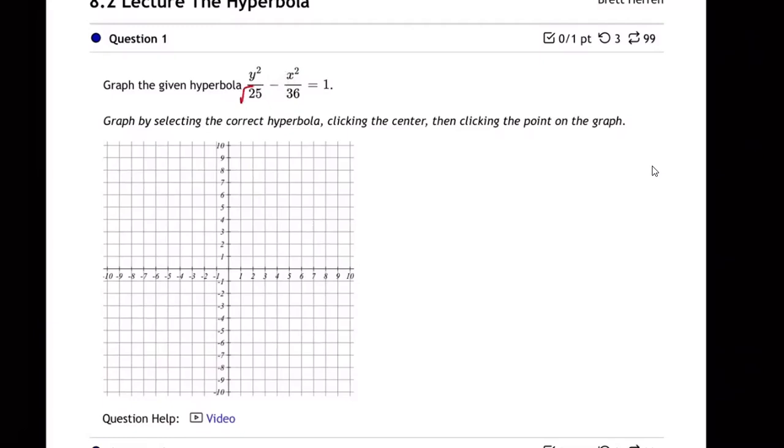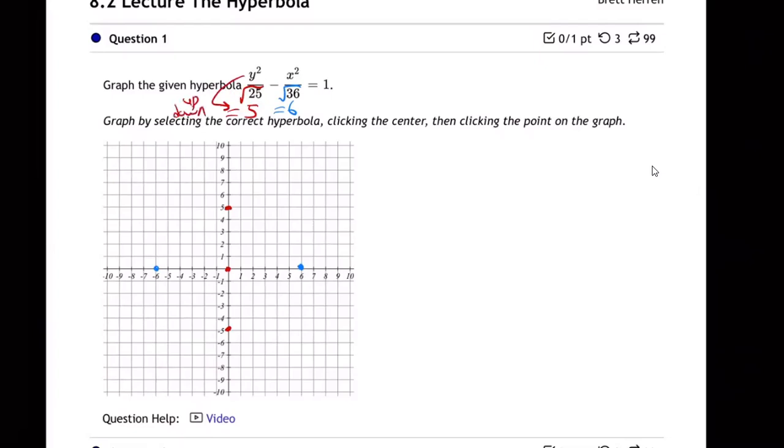We'd start with this and we'd go square root of 25 is 5. And that means from the center up 5, down 5. And then the square root of 36 is 6. That means from the center, right 6, left 6. Okay, we good so far? This is exactly like what we learned to do for an ellipse. You just take the square root of the number under y, and whatever's under y is always up, down, because it's y.